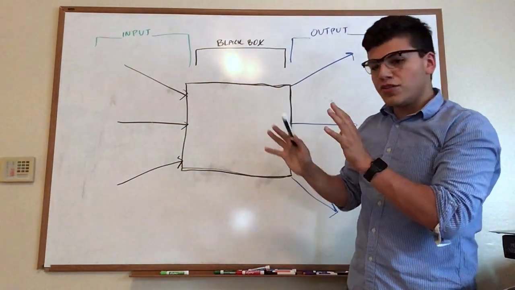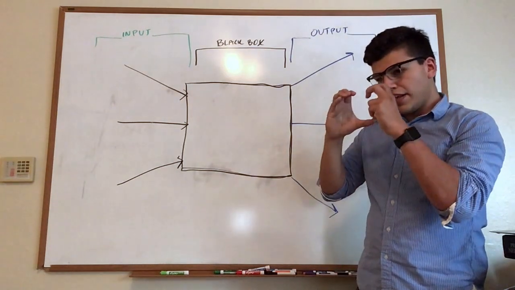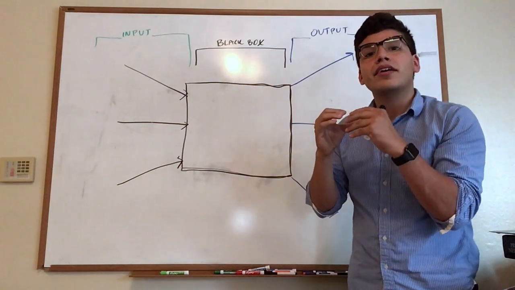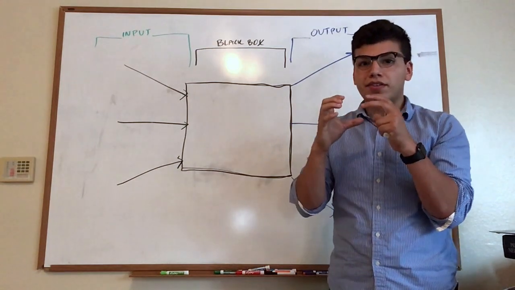Black box is used in physics as well. It's basically any sort of thing where we're not quite sure what's happening inside. That's why it's black. It's hidden from us. We have no idea what's going on inside this thing.